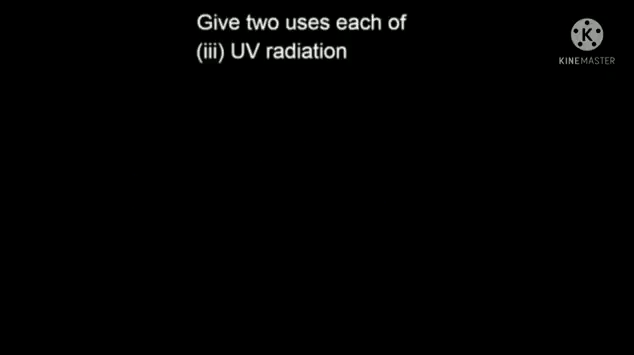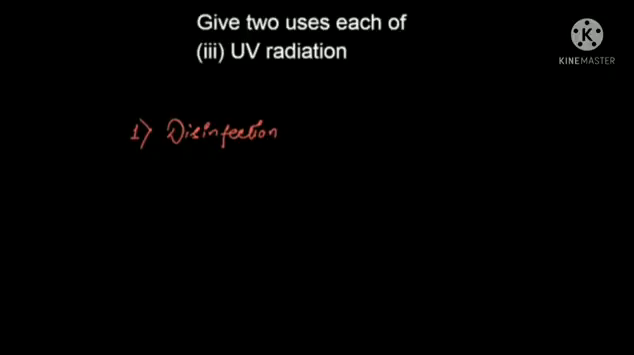In this question, we have to write the two uses of UV radiation. Now, this is a very simple knowledge-based question. So let's go ahead and start solving this. The first and the most important use of UV radiation is in disinfection purposes. What is disinfection? If we want to destroy bacteria or viruses from a surface, then we use ultraviolet radiation for that.